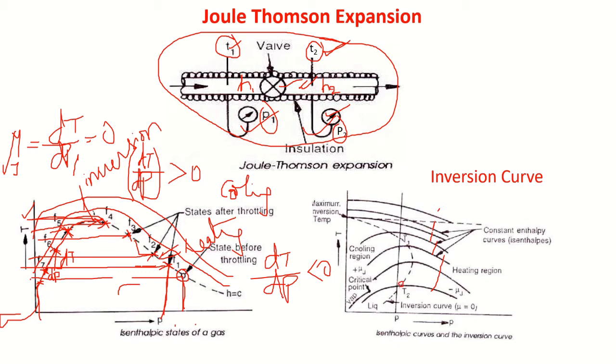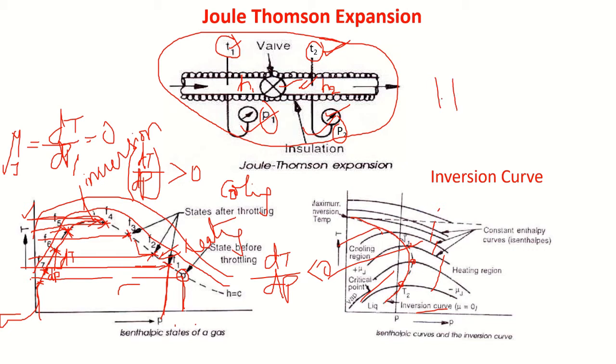There is a maximum here for this curve, a maximum here, here, and here. You go on and join these points. This is the inversion point, and a curve passing through all these inversion points I call the inversion curve. Left of the inversion curve is the cooling region, and right of it is the heating region. So we can use this for applications.